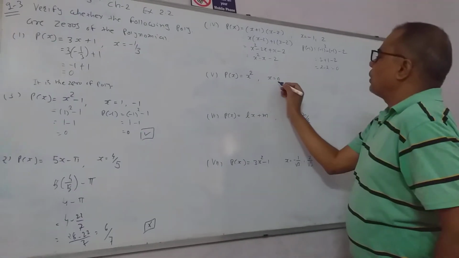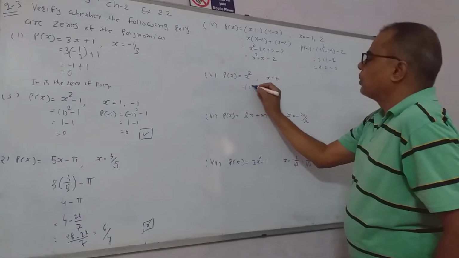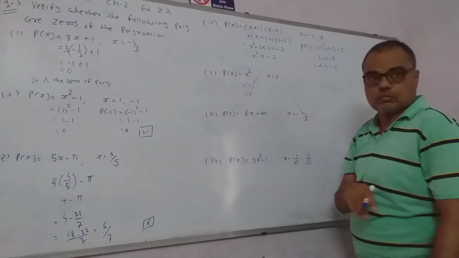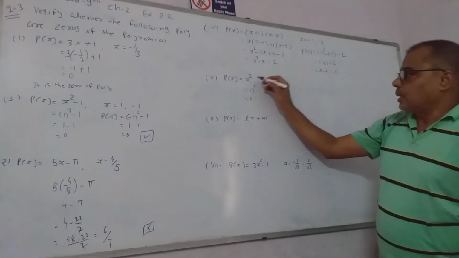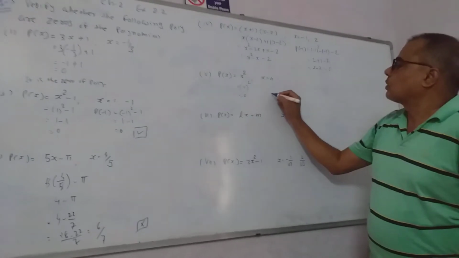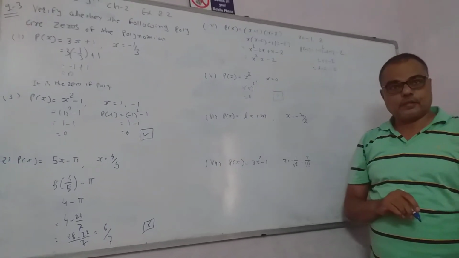Next, x square is equal to, so you have to put 0 here, so the answer will be 0. Easy. x is equal to 0, square means 0. It is the zero of the polynomial.